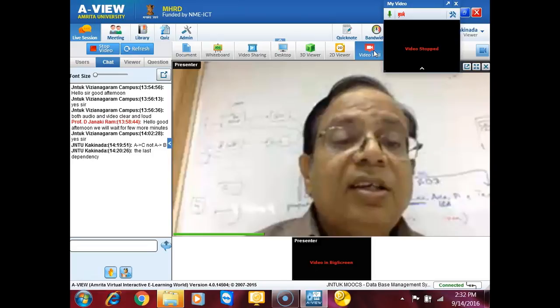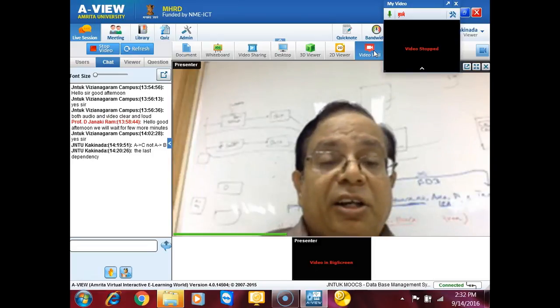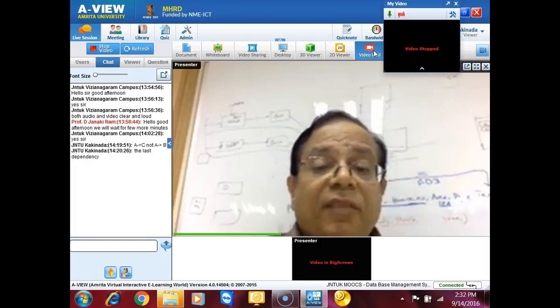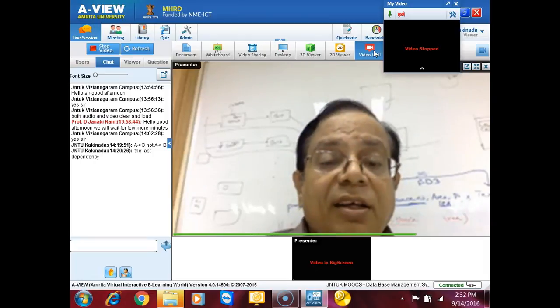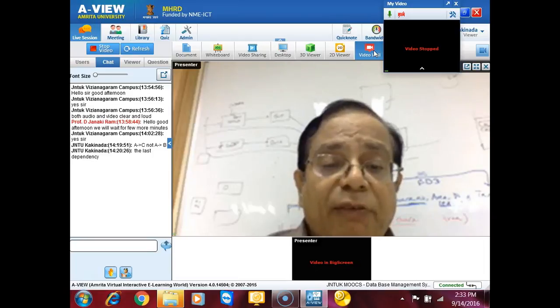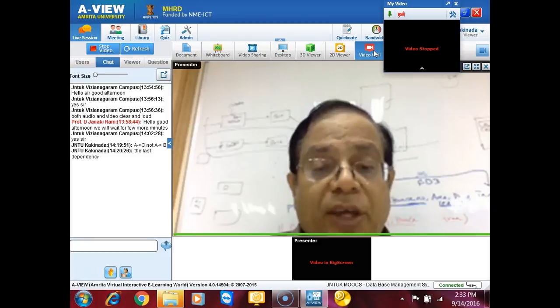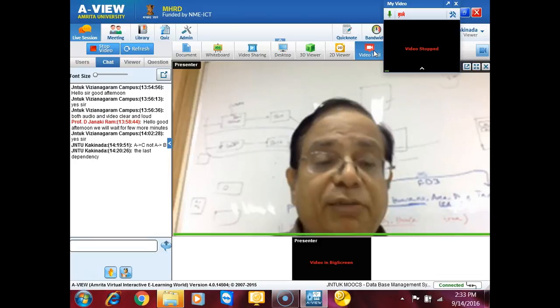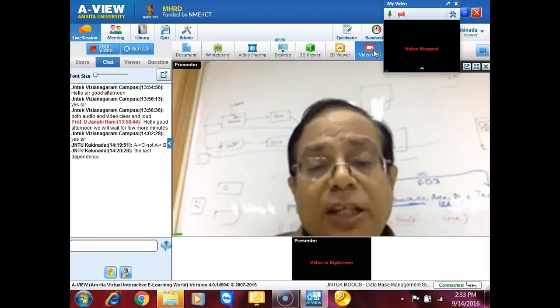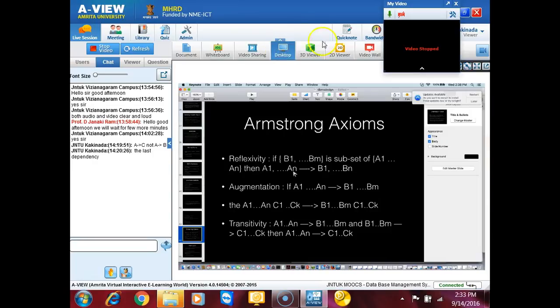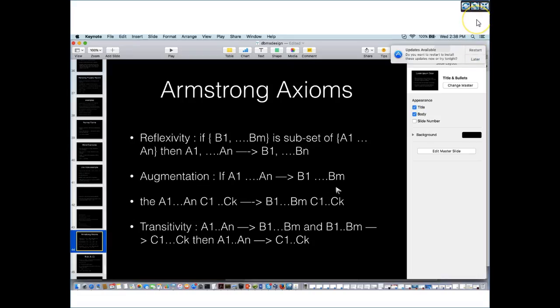As you can see here, reflexivity is the case where, if you have a functional dependency, it is the first axiom. If A1 to An functionally determines B1 to Bn, and B is a subset of A, that is a trivial dependency. We also call this reflexivity.